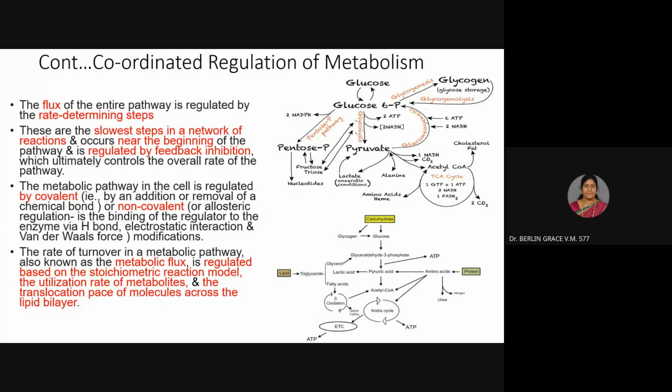And this metabolic flux can be changed. The turnover of this metabolic flux is regulated based on the stoichiometric reaction model and the utilization rate of the metabolites, as well as the transport of these molecules across the lipid bilayer. So though you have the metabolite or the precursor like glucose, it should be transported through the glucose transporter into the cell. So the flux also depends on the availability as well as the transport of these molecules or precursors.